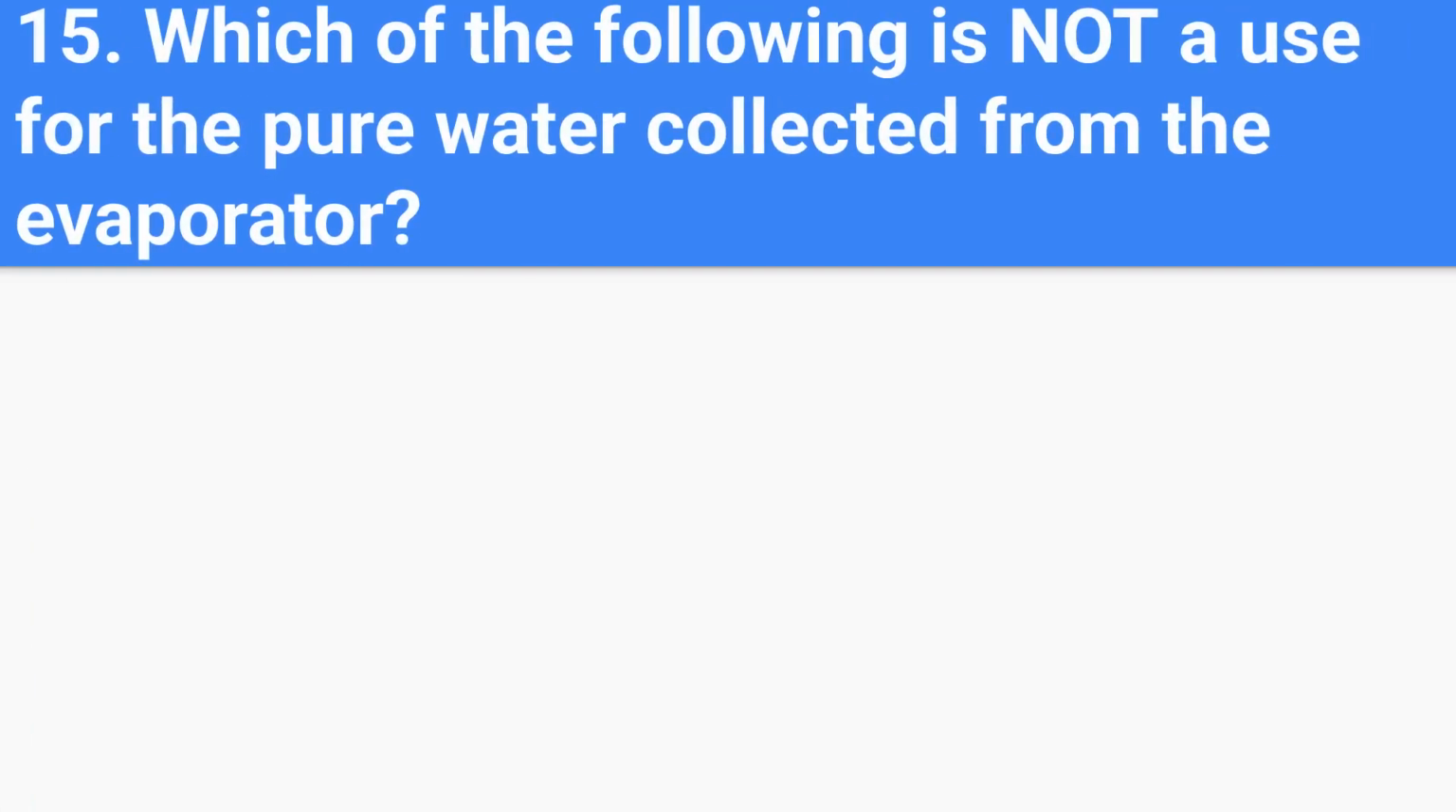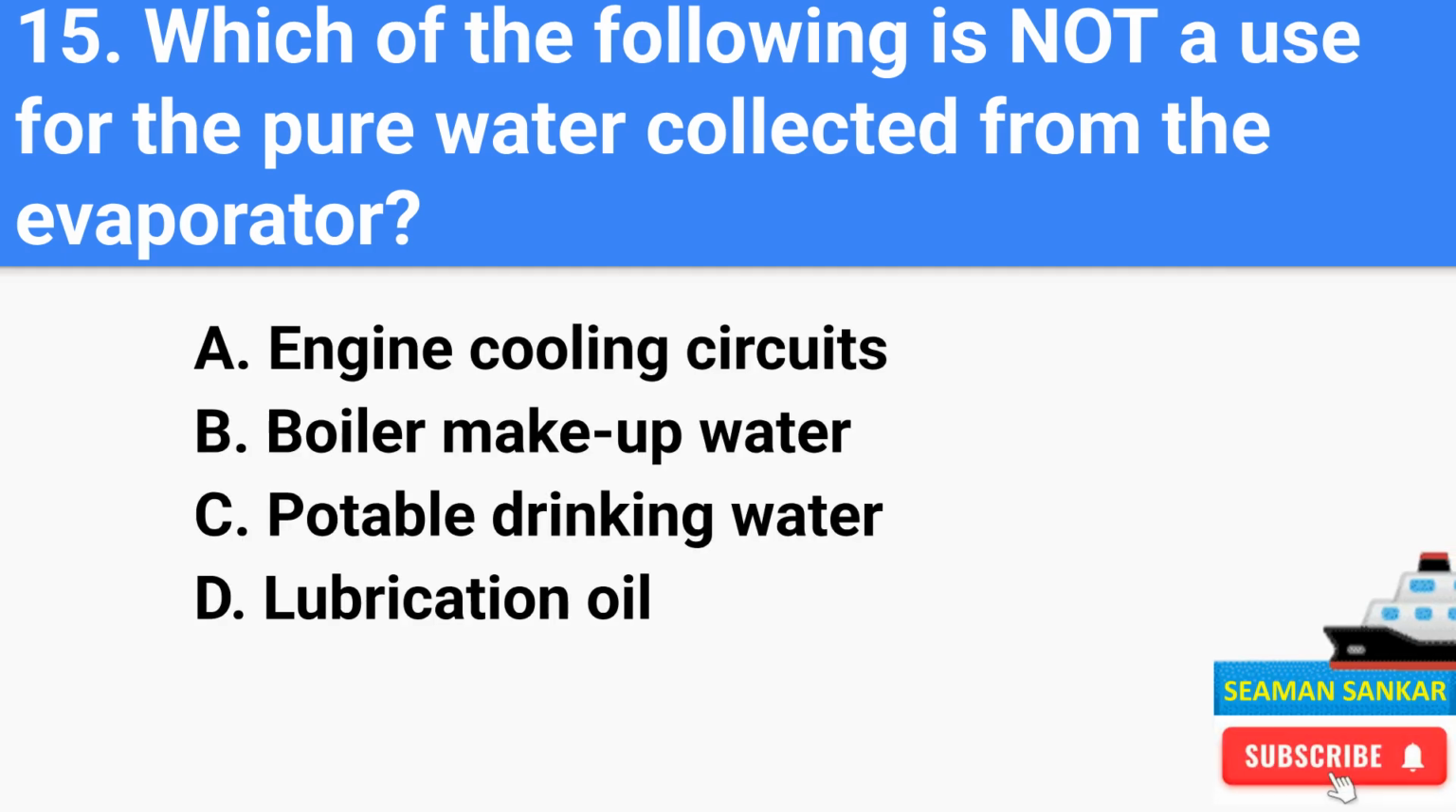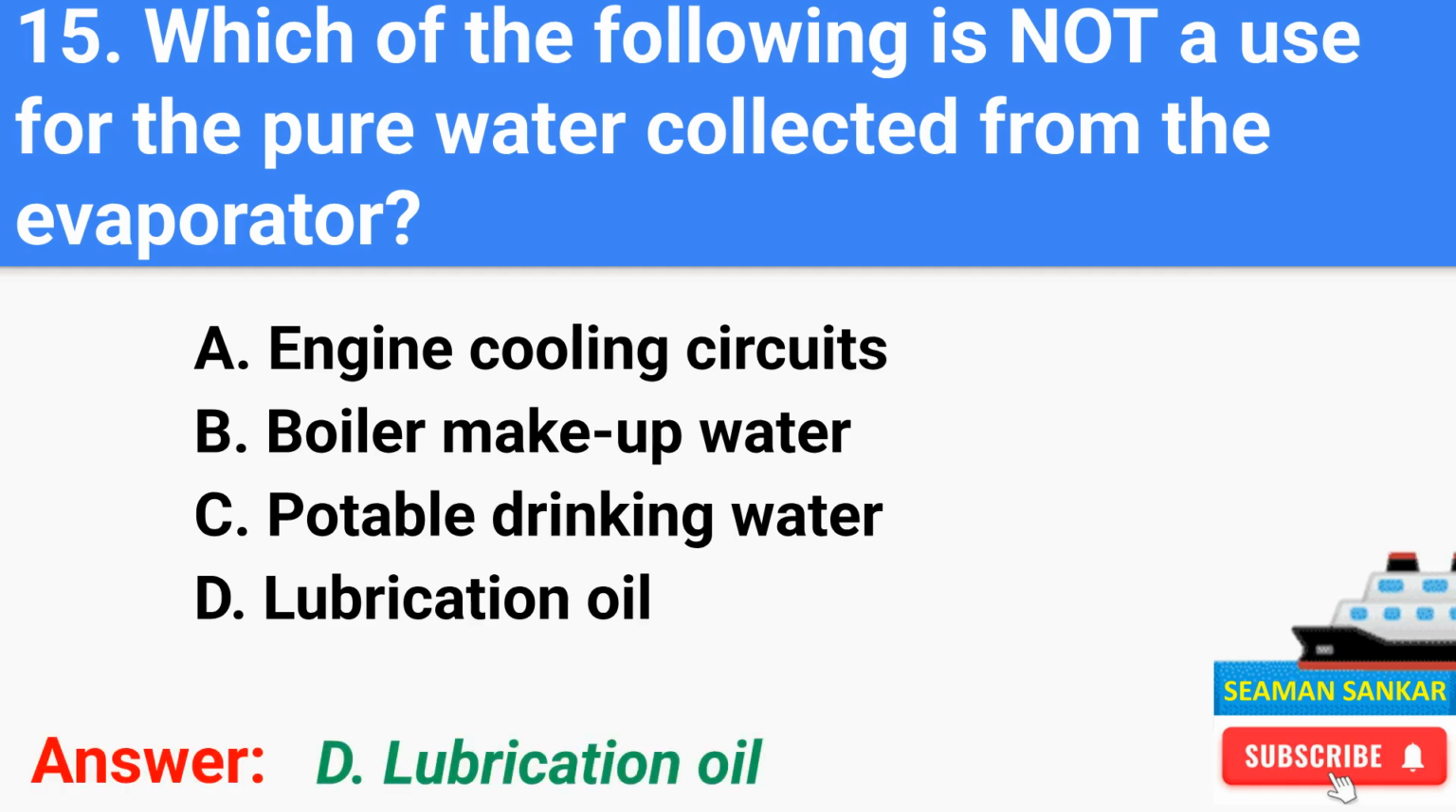Question 15. Which of the following is not a use for the pure water collected from the evaporator? A. Engine cooling circuits, B. Boiler makeup water, C. Potable drinking water, or D. Lubrication oil. The correct answer is D. Lubrication oil. Water is not used as lubrication oil.